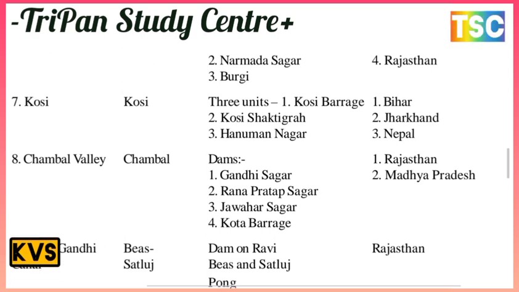And the Indira Gandhi Canal is based on the Satluj. The most important river names here are Vyas and Satluj. The dam is on the Ravi, Vyas, and Satluj, and the only beneficial state here is Rajasthan.